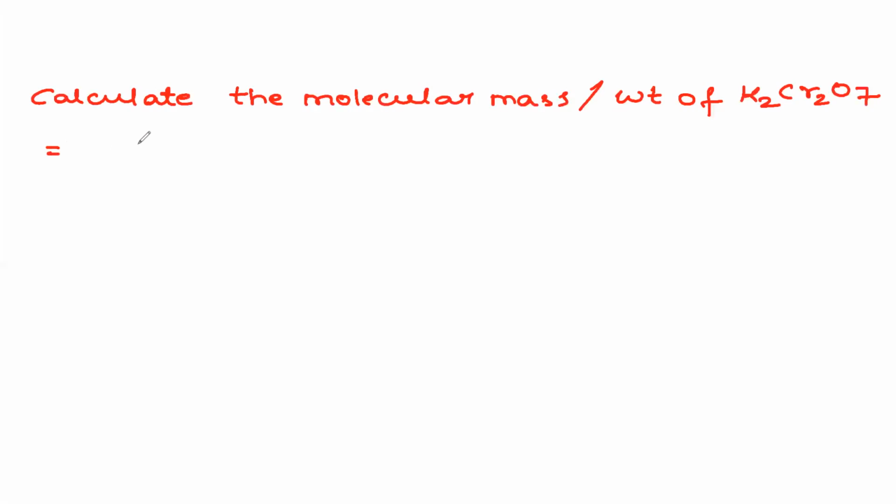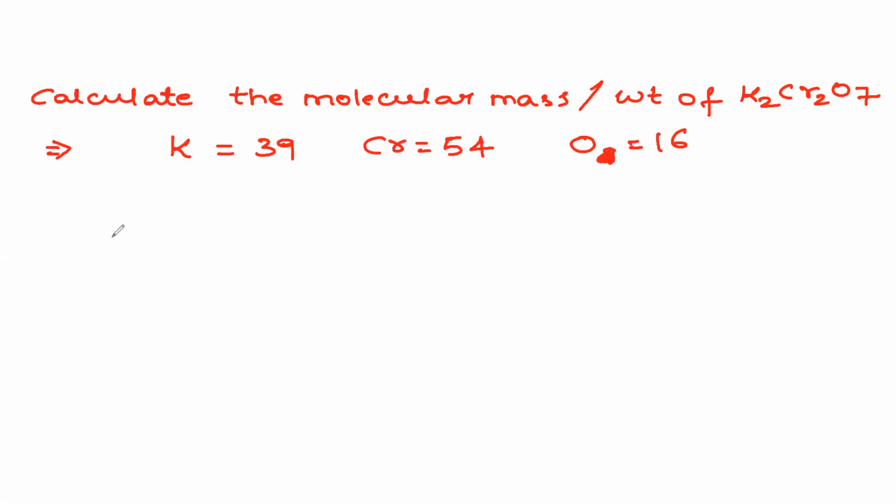Potassium, already you know its atomic weight is 39. I'm writing the individual elements: potassium 39, chromium 54, and oxygen 16. This is the mass of individual elements. Oxygen only O, it is 16. Now applying the concept here.